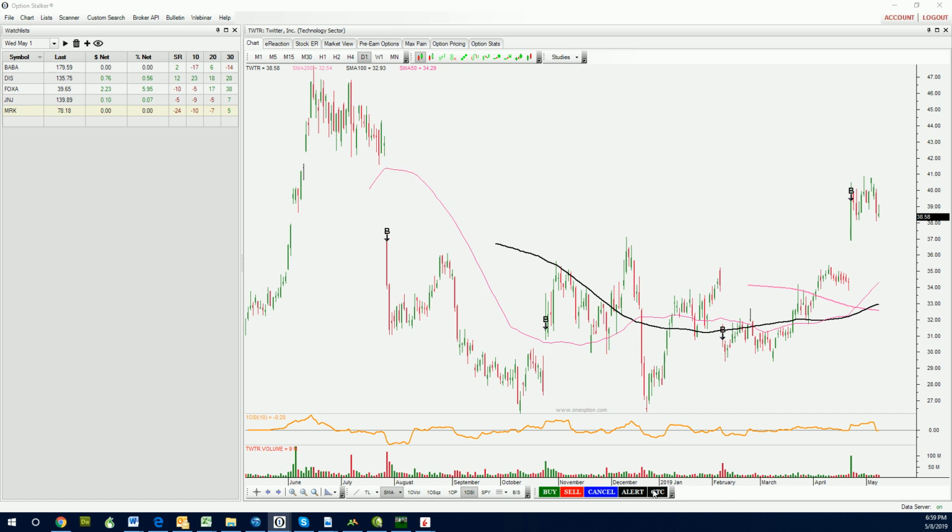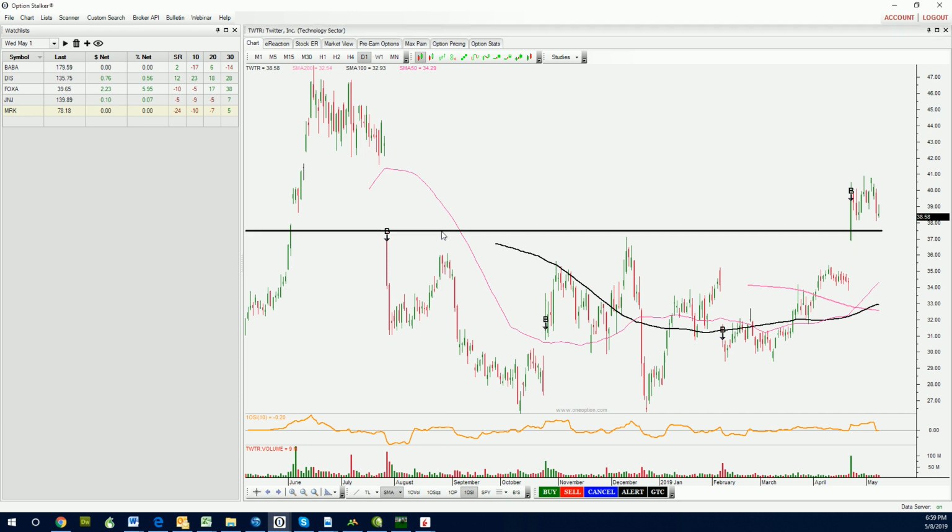I would say, for those of you who like Twitter, that 37.49 level right in here, that's a support level you want to see it hold. If not, it could come back and fill in to right here, which is around the 36.50 level.